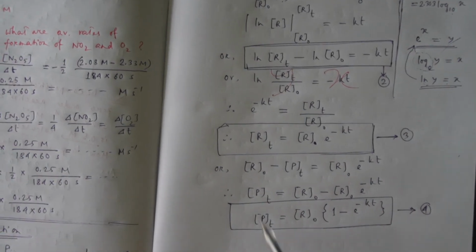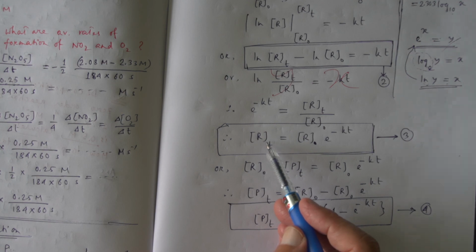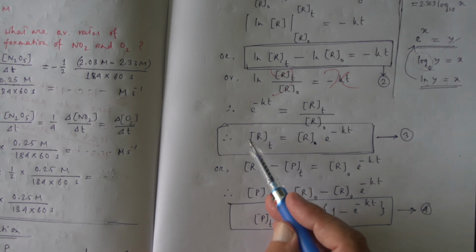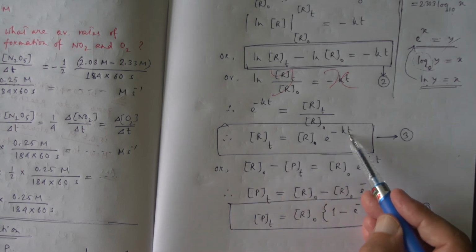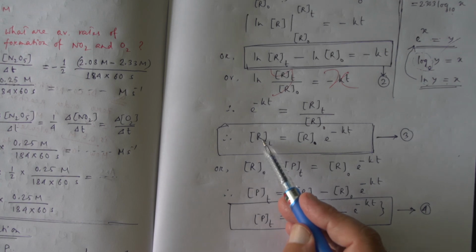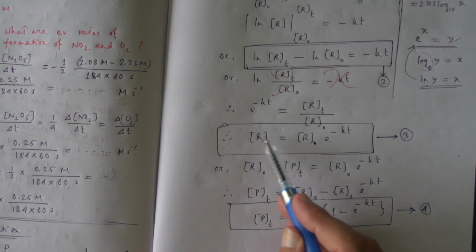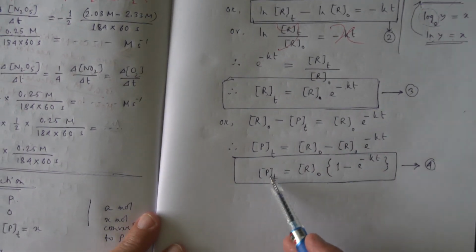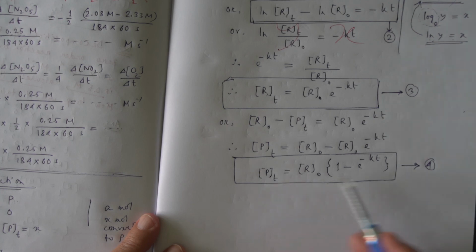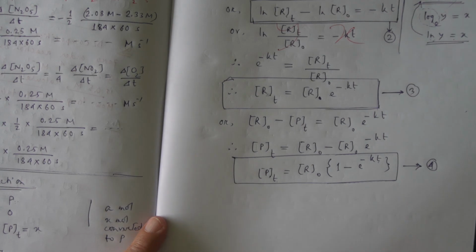Now what do we get from this? How the concentration of reactant changes with time. This equation will give this. Similarly, what will this give? How the concentration of product varies with time t. We get this from these two: the reactant concentration and the product concentration. Let me find out another expression.